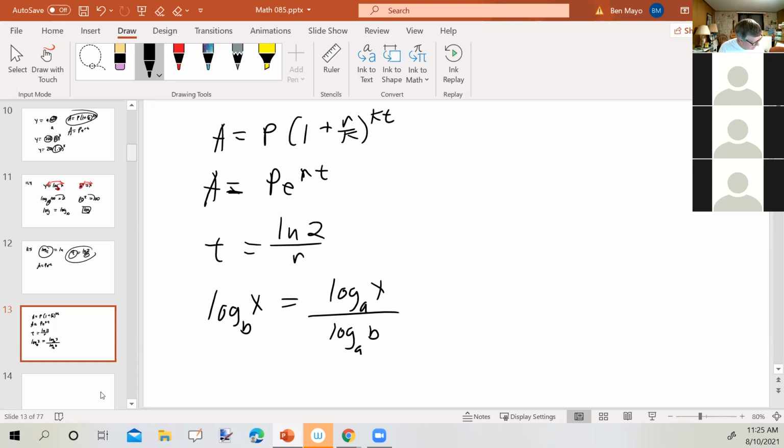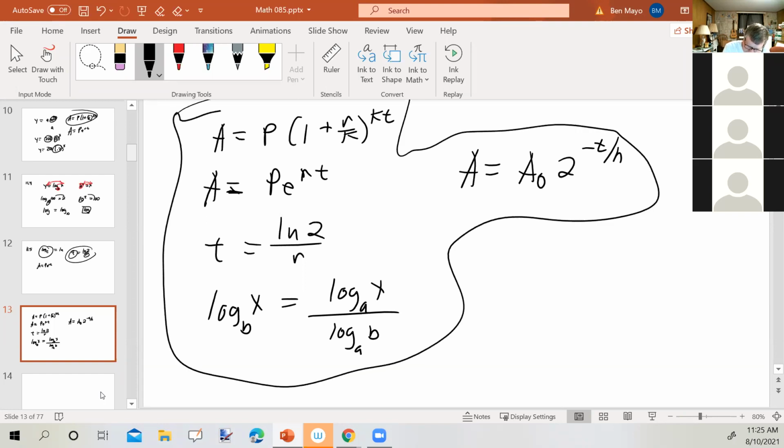And then finally, we've got the exponential or radioactive decay formula: A equals a sub 0 times 2 to the negative t over h power. Now, if you want to put these formulas on a note card, you can use those for the test. But that's all in terms of notes.